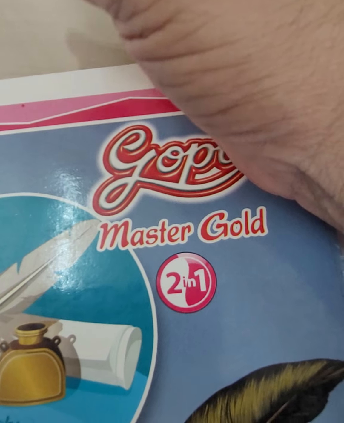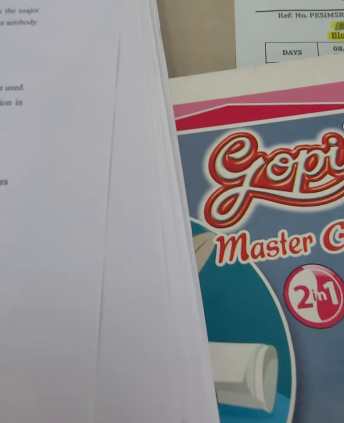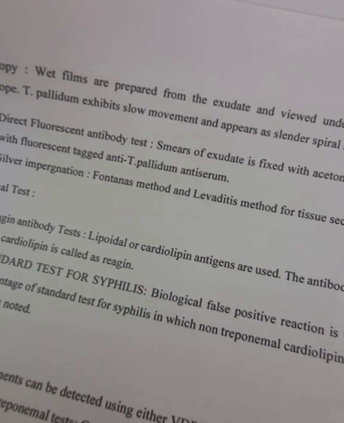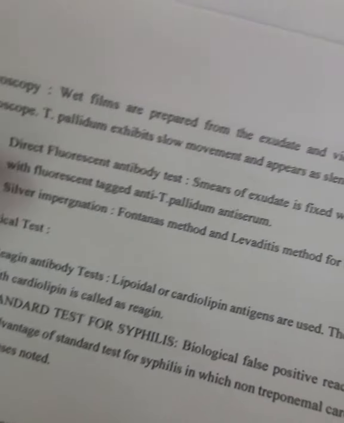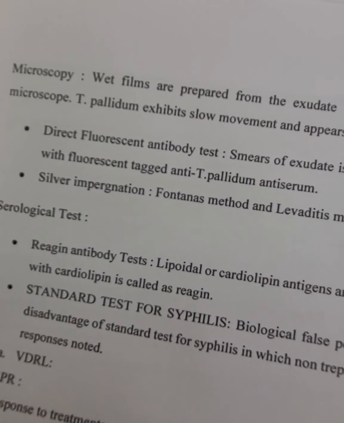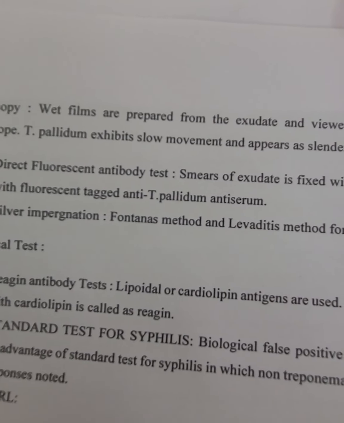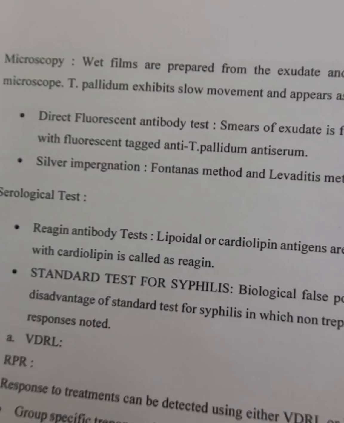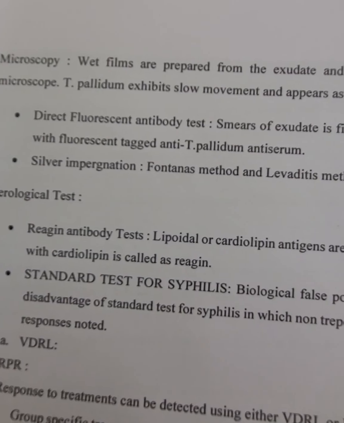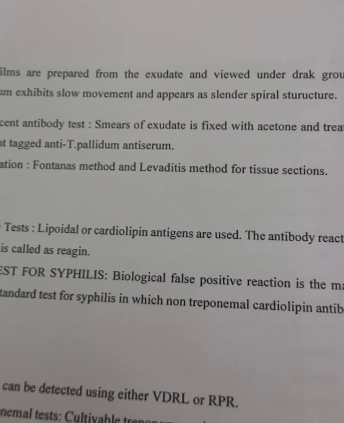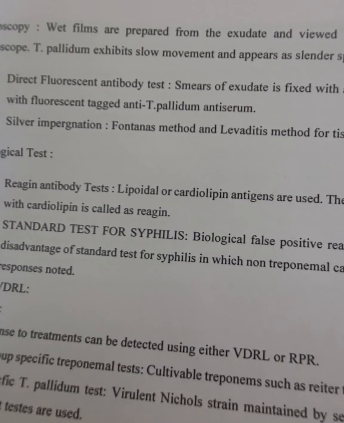Microscopy: wet film preparations are prepared from the exudate and viewed under the dark ground microscope. Treponema pallidum exhibits slow movement and appears as a slender, spiral structure. A dark ground microscope is used.